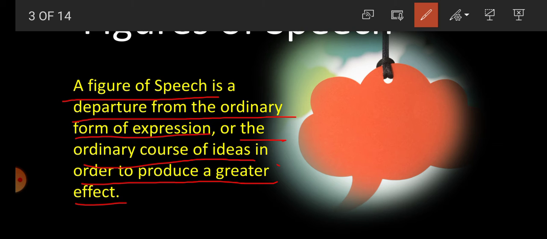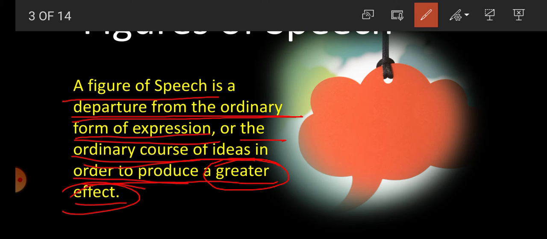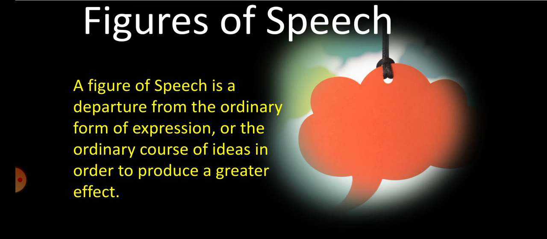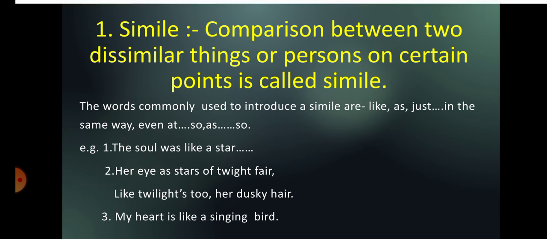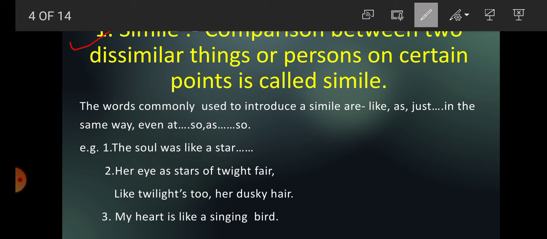So, what is figure of speech? Figure of speech is used for departure from the ordinary form of expression or the ordinary course of ideas to produce what? To produce greater effect. Means we use figure of speech in poetry to produce greater effect. Now students, in this video lecture we are going to read 10 important figures of speech. So number 1, what is it? Number 1 is simile. So what is simile?